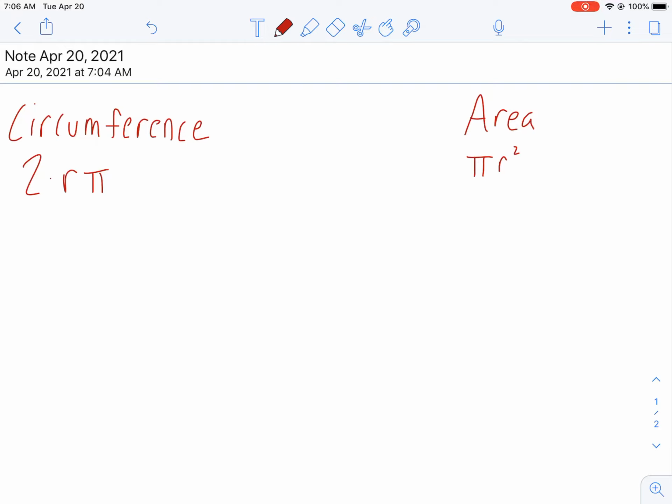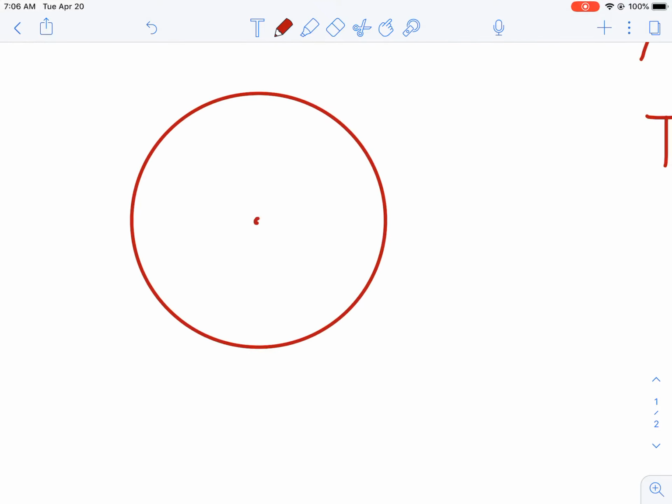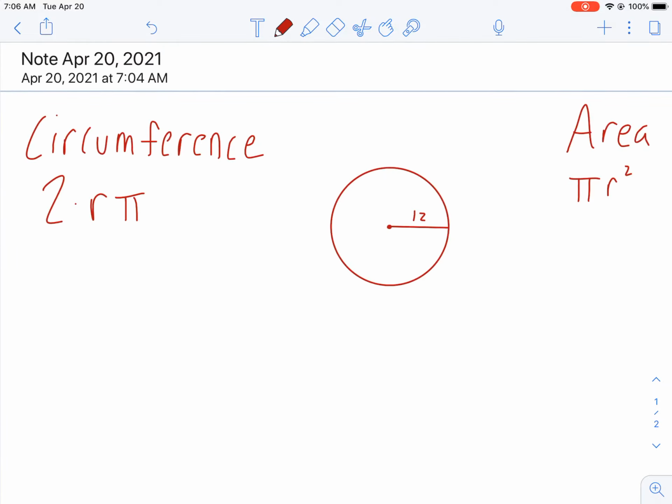I'm going to draw a circle here, and I'm just going to make up a number for the radius. Let's say the radius is 12. You just got to plug that into the formula. So for circumference, that'd be 2 times 12 pi, which would be 24 pi. And so that's the circumference.